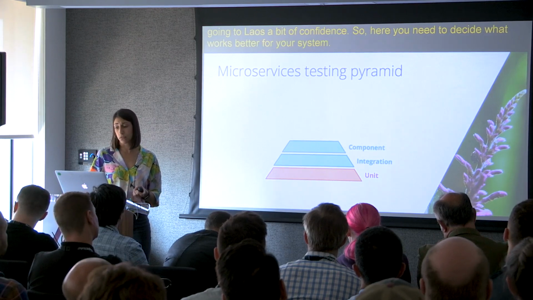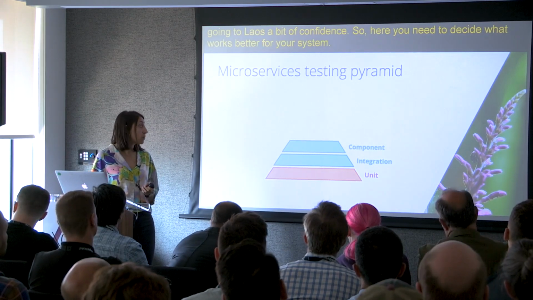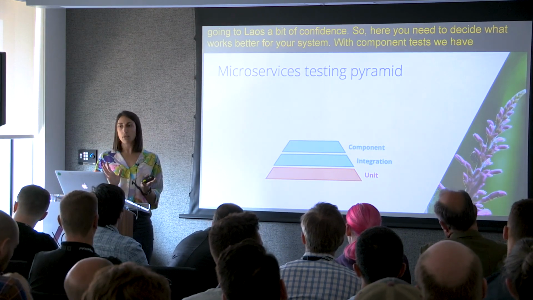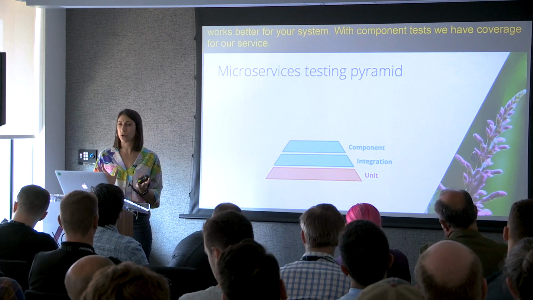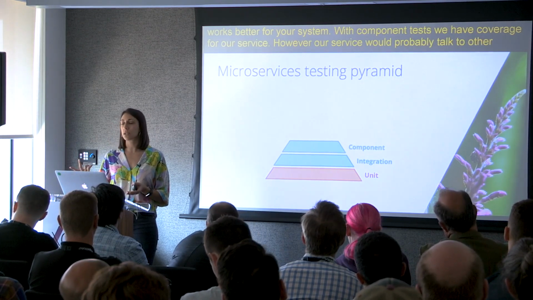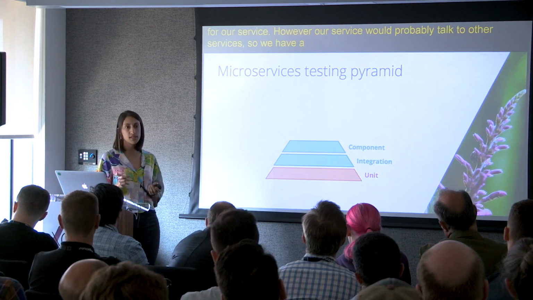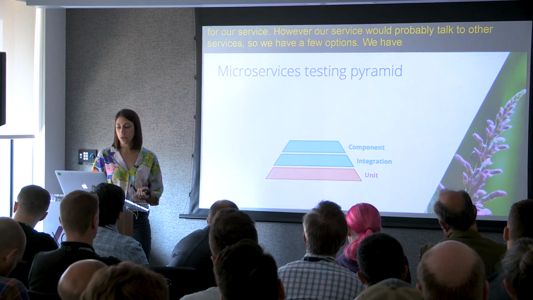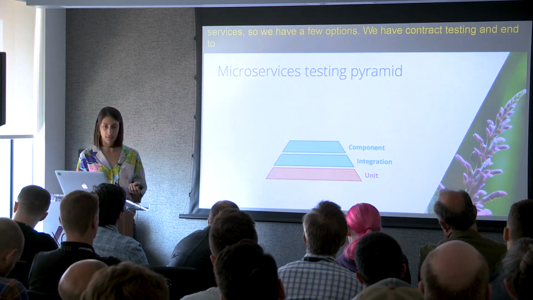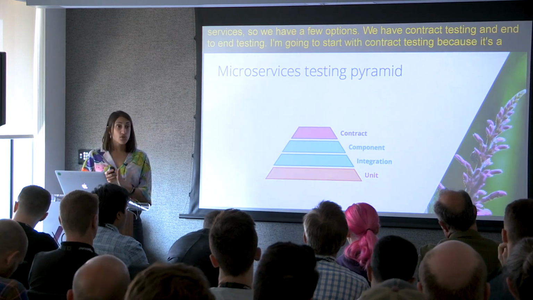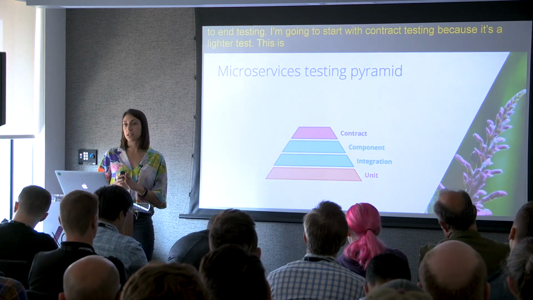So with component tests, we have a pretty good coverage for our service. However, our service would probably talk to other services. So we have a few options to test this communication. We have contract testing, and we have end-to-end tests. And I'm going to first start with contract testing because it's just lighter tests. So contract testing is about making sure that the contract between two services is met.